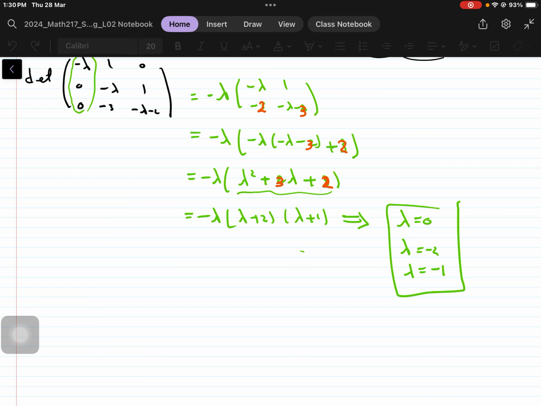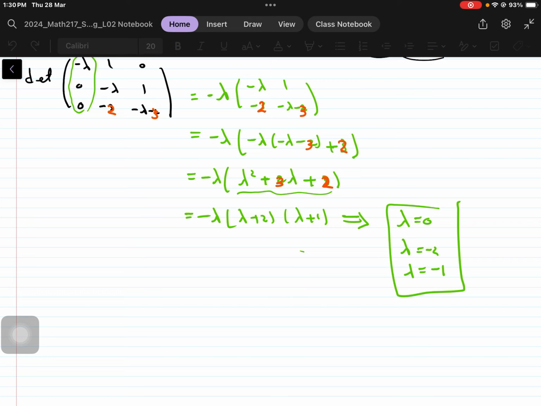Okay? Yeah, just because we did not yet talk about the complex case, so let's keep it in the real case. So these are the three lambdas. This will be 2, this will be 3. Those are the three eigenvalues. We need to find the three corresponding eigenvectors.